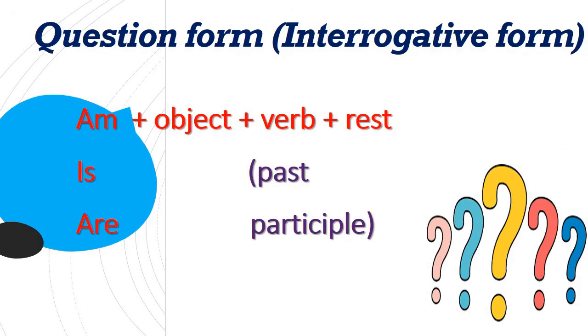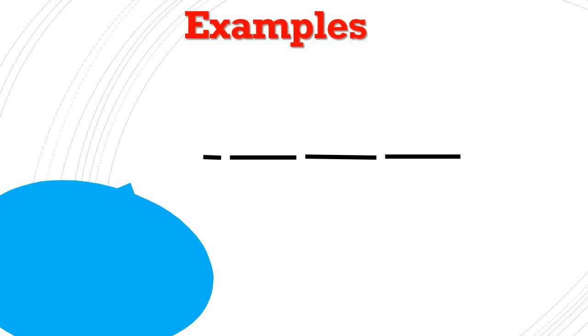Now we are moving to the question form or interrogative form. question form එකට කියන තවත් නමක් තමයි interrogative form කියන්නේ. This is the structure. First you have to write am, is, are, then object, then verb or past participle, and the last rest. Now let's move to an example.